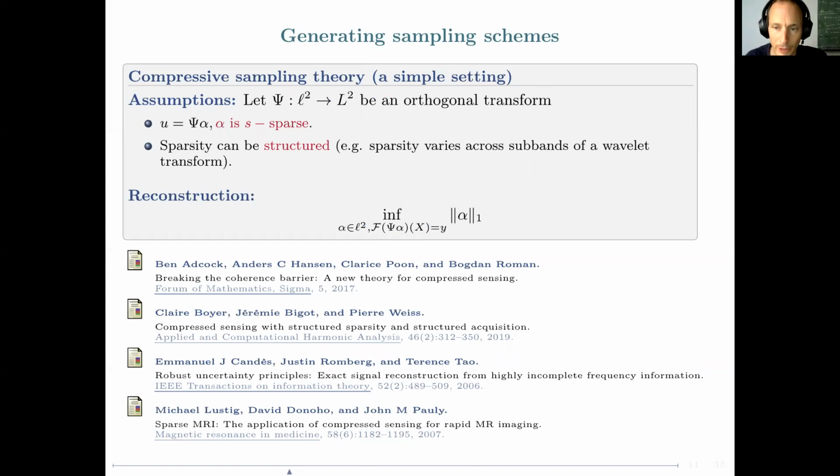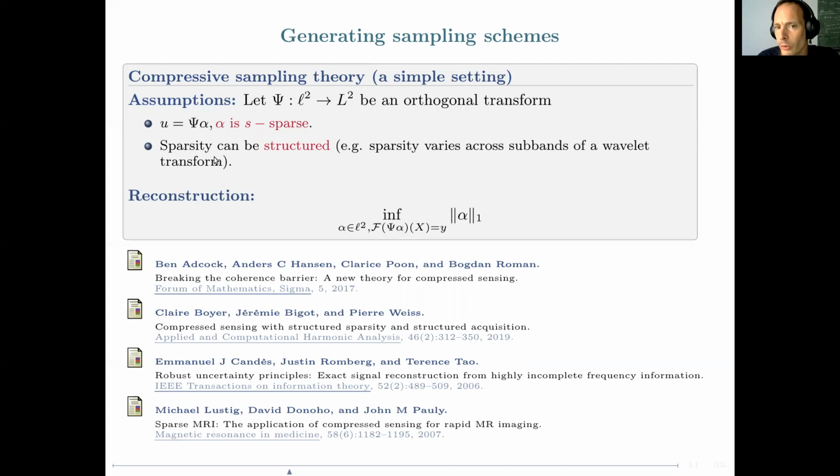And now for sparse reconstruction, here it is. So it's compressed sensing. And there you are given an orthogonal transform, psi, for instance, a wavelet transform. And you assume that your image u can be decomposed as psi alpha, where alpha is sparse. Okay. And importantly, the sparsity can be structured. Typically, if you think of a wavelet transform of an image, the sparsity increases as you go higher in the wavelet subbands.